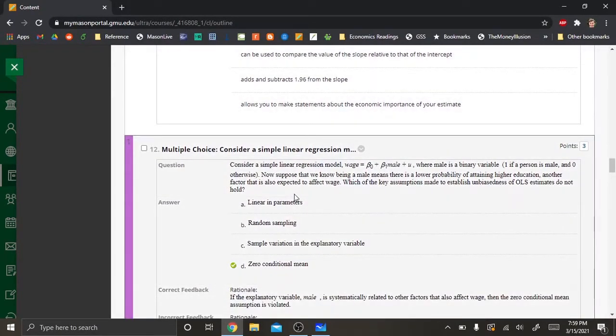All right, here we've got our example regression model. We're regressing wages on gender, and it's telling us that being male means that there's a lower probability of attending higher education. Okay, and which of these assumptions is not holding?